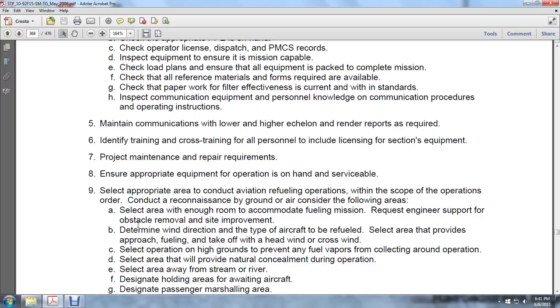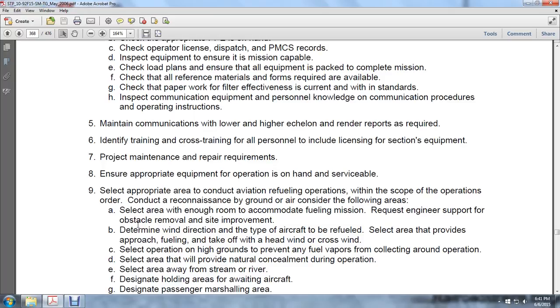Select a site with enough room to accommodate the fuel needs of the mission. Request engineer support for obstacle removal or site improvement. Determine wind direction and type of aircraft to be refueled. Select the area that provides approach, fueling, and takeoff into the wind or crosswind.